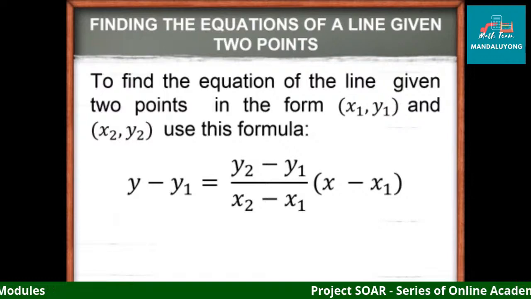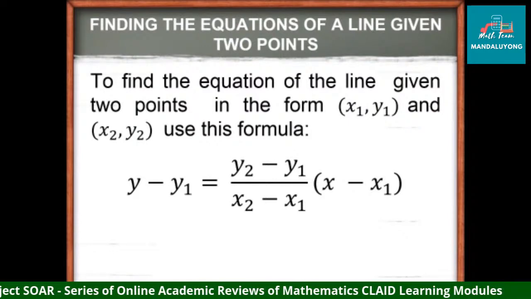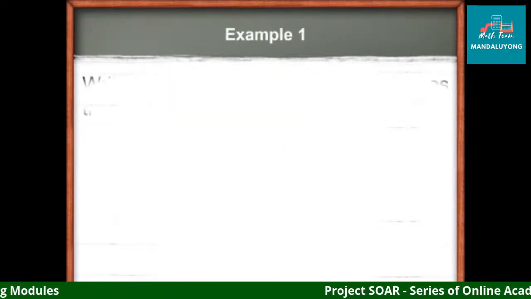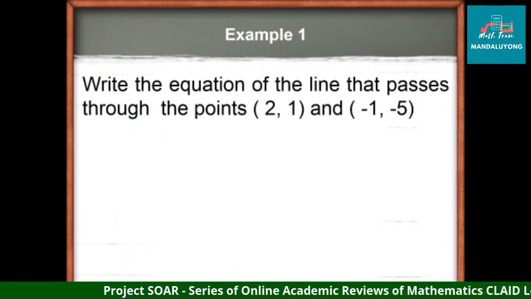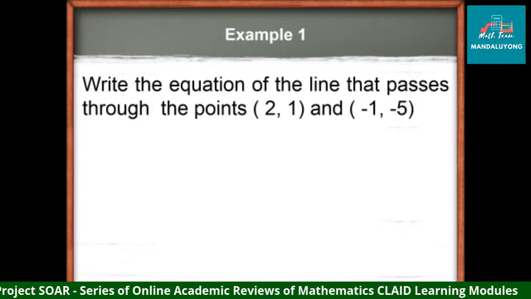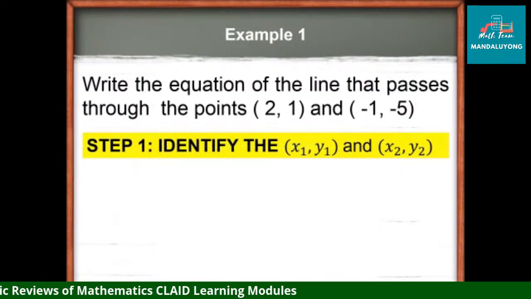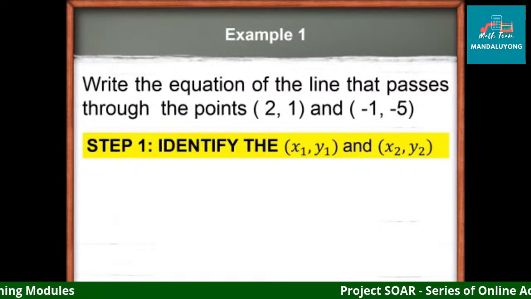Now take note that the formula y sub 2 minus y sub 1 all over x sub 2 minus x sub 1 is our formula in finding the slope of the line. Let's start with example 1. Write the equation of the line that passes through the points (2, 1) and (negative 1, negative 5). Our step 1 is to identify the x sub 1, y sub 1 and x sub 2, y sub 2.